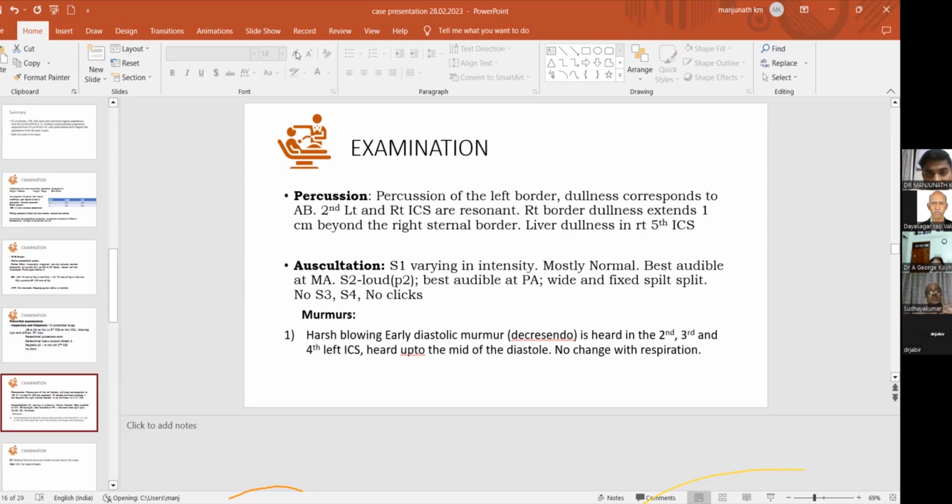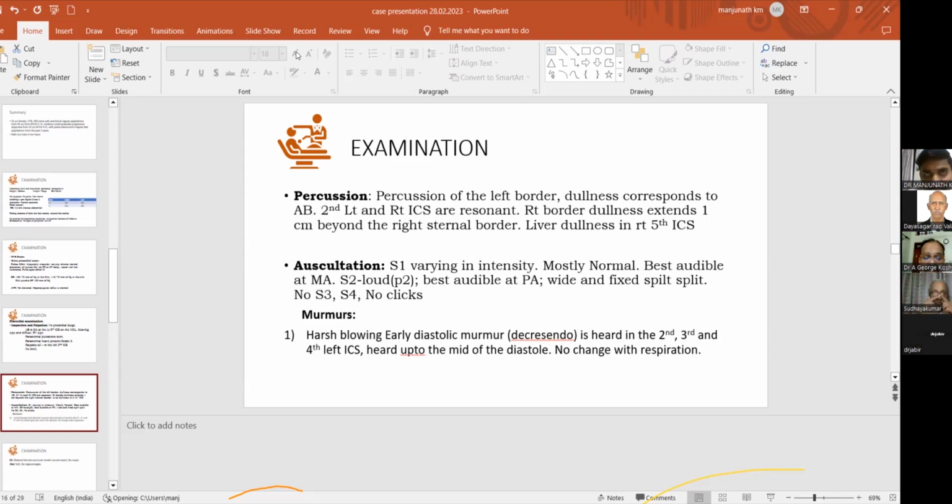So say, sir, second space, I'm not sure, sir. Okay. Sir, I tried looking for it again and again. Yes, you just go back, sir. I'm not sure about the second space. Yes. Don't be adamant on saying that the second left intercostal space is resonant. Don't be adamant. So that's really a problem for you in the examination.